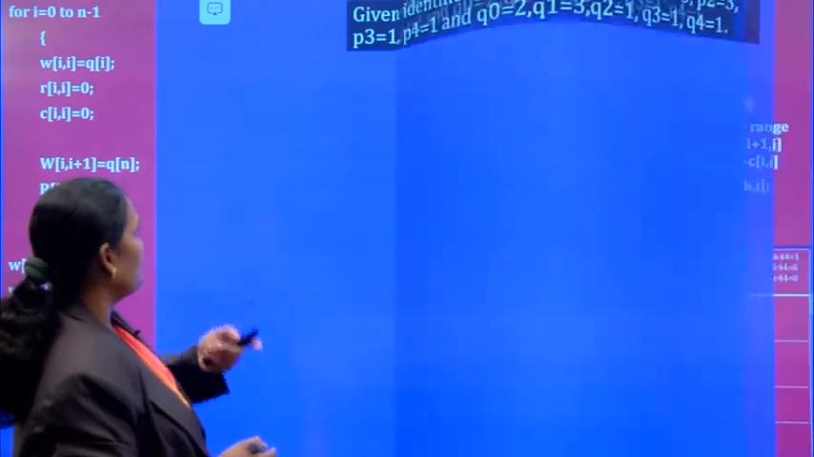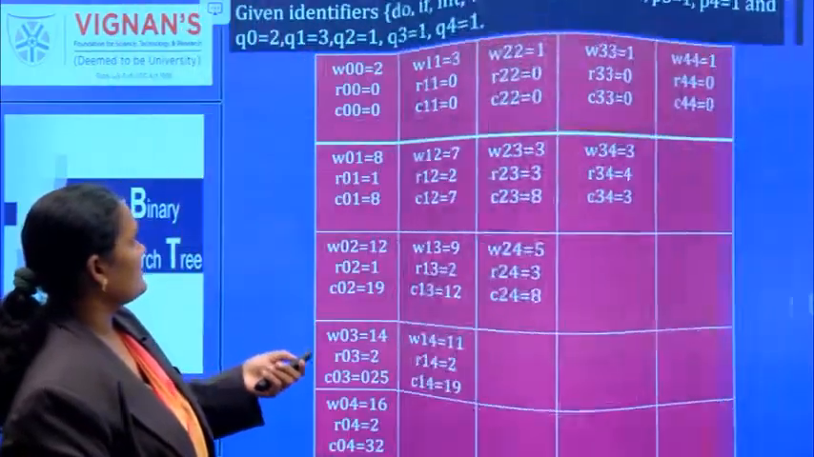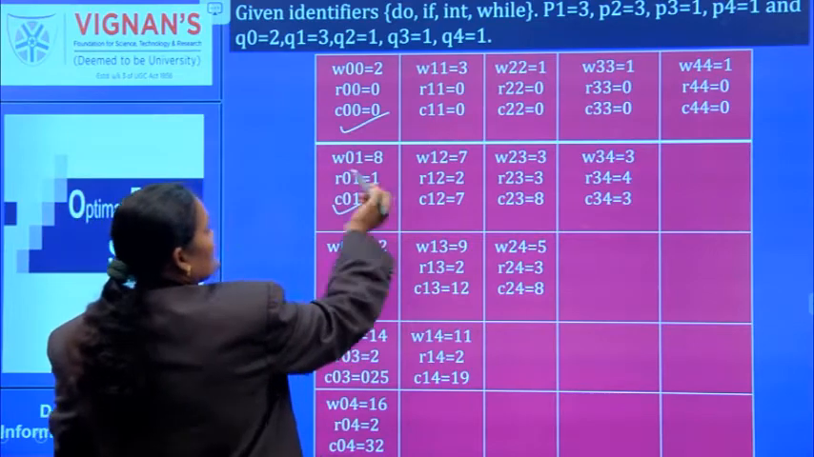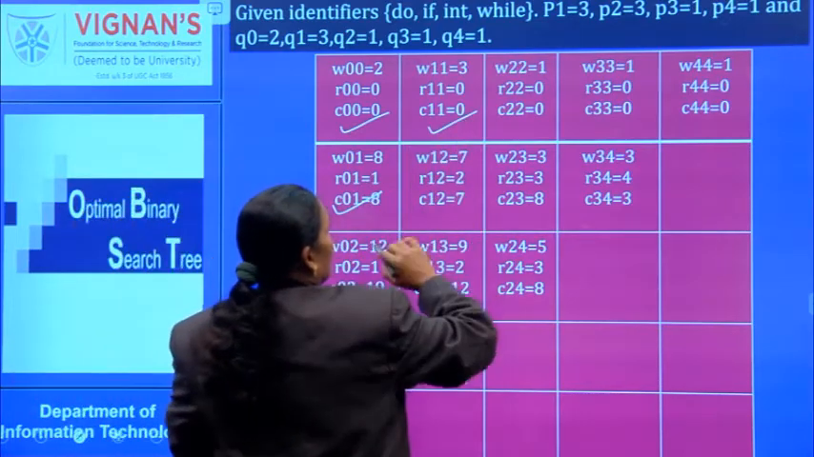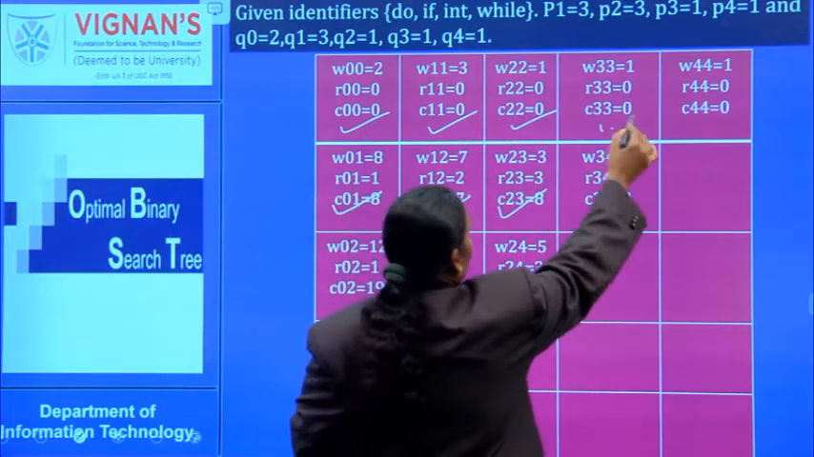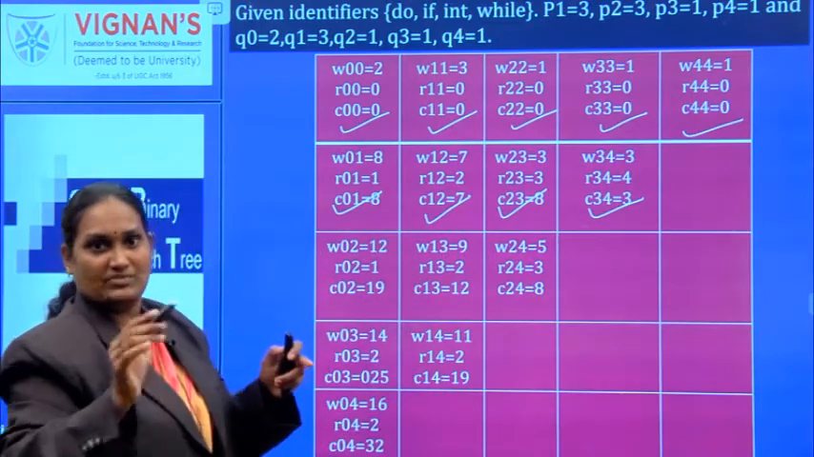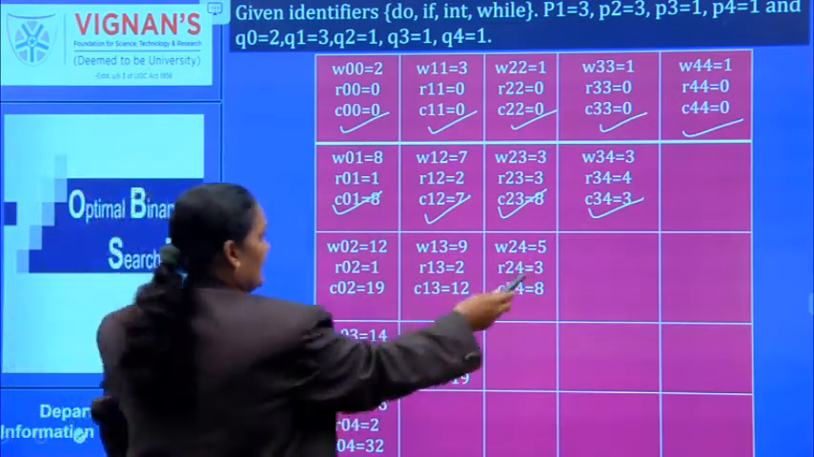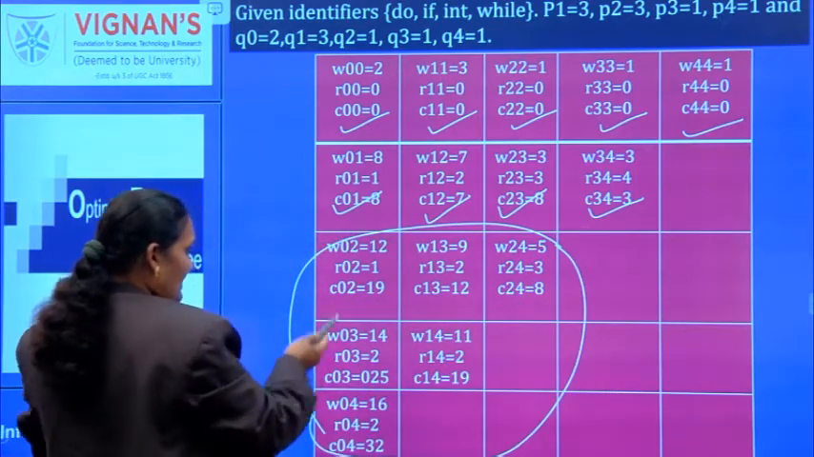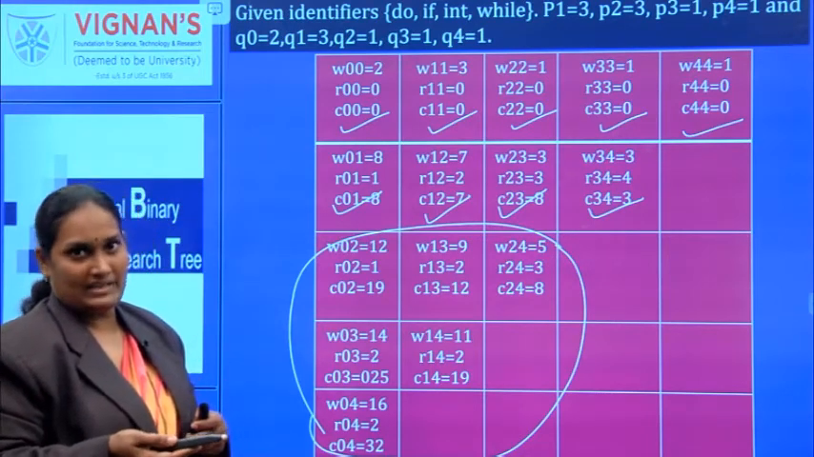Let us see the table. Here see this table, W00, W01. Here we computed W00, W01, W11, W12, W22, W23, W33, W34, W44. We computed all those values from that for loop. Now we need to find these values. By finding these values, we can construct the optimal binary search tree.